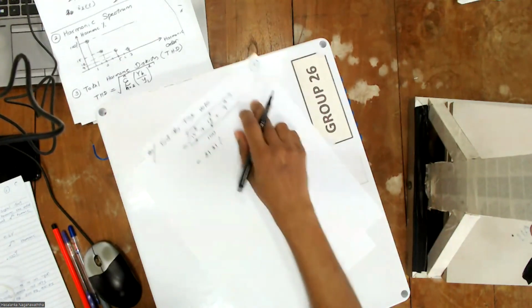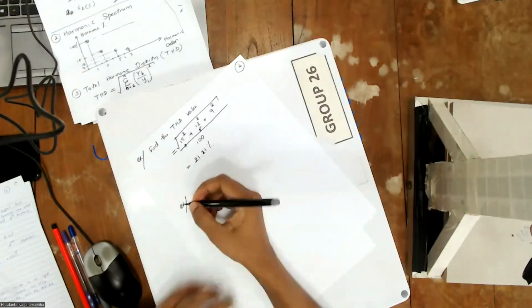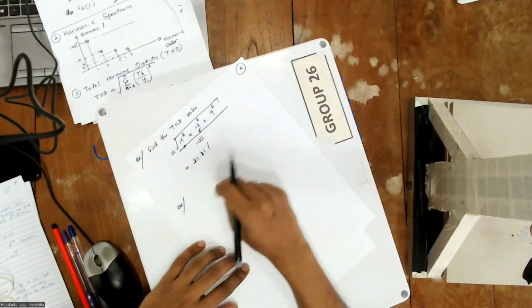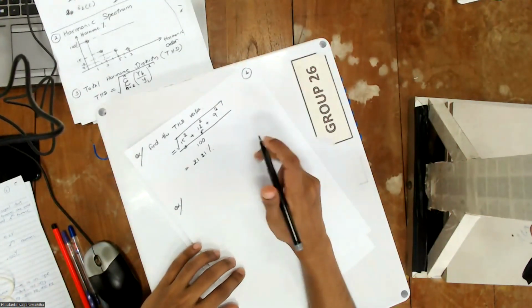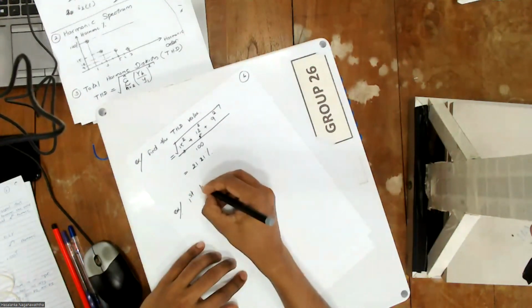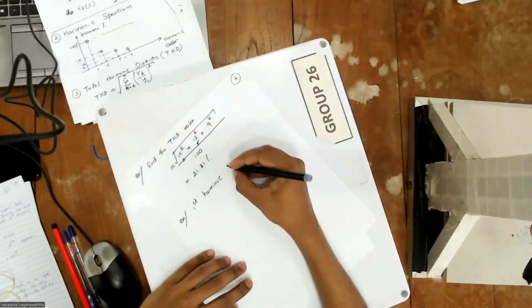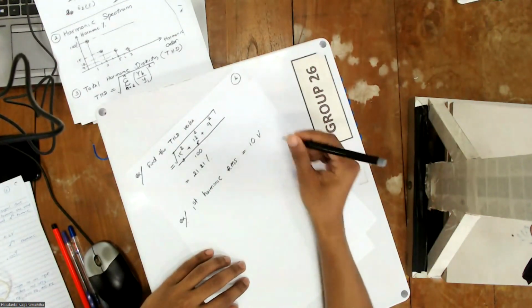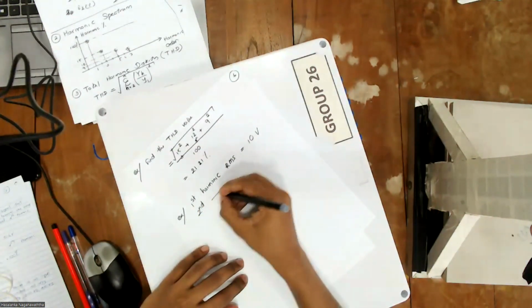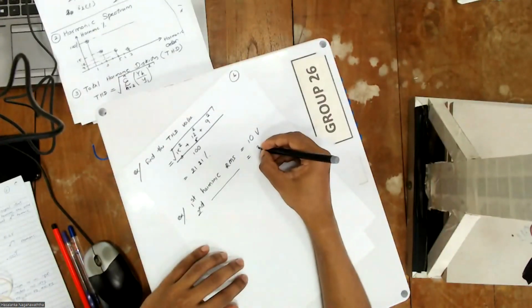The next question: compute the total harmonic distortion of a signal that contains first harmonic RMS value as 10, second harmonic RMS value as 3 volt.